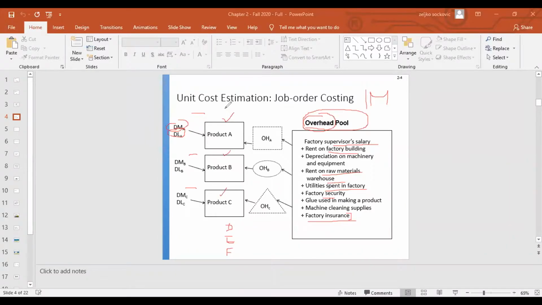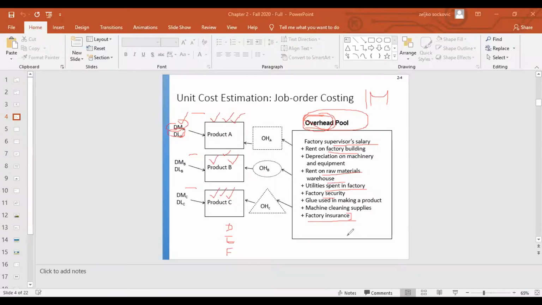Imagine you're making shoes, right? These are summer sandals, these are regular dress shoes, and these are boots. Would you assign the same amount of material or labor to them? No, because they would use different amounts of material, and maybe different amounts of labor would be required to make them. But the same thing with overhead. Would you assign the same amount of overhead, $10, to summer sandals, to dress shoes, and to boots? No, you wouldn't, because they're different, right?